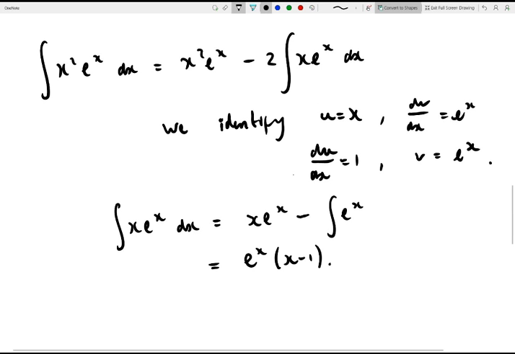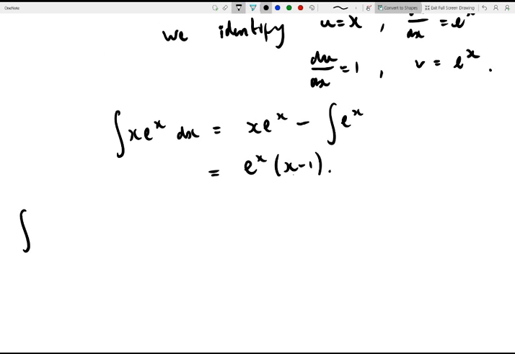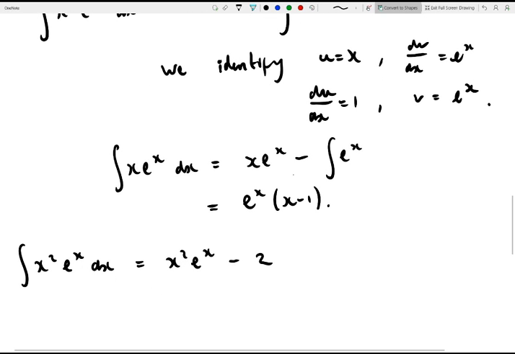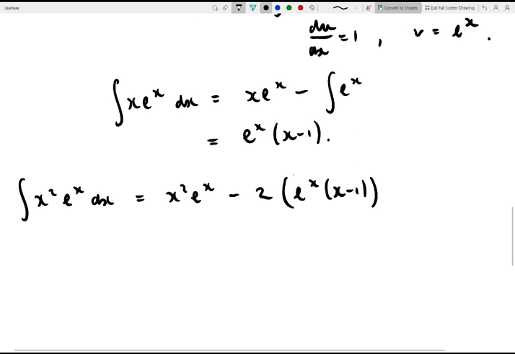Then we substitute it back into the original integral. So we have the integral of x squared e to the x with respect to x is x squared e to the x minus 2 lots of, because the 2 was in front of our integral, e to the x, x minus 1. And then multiplying this all out, we can factorize out an e to the x, and we have the polynomial x squared minus 2x plus 2. And that's the final answer.